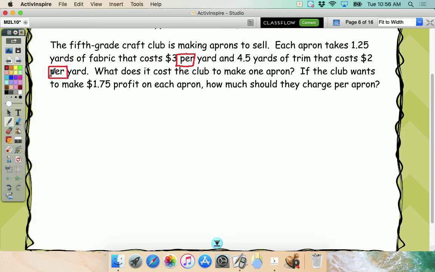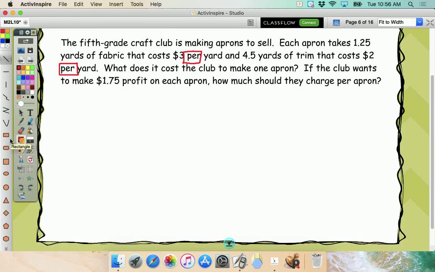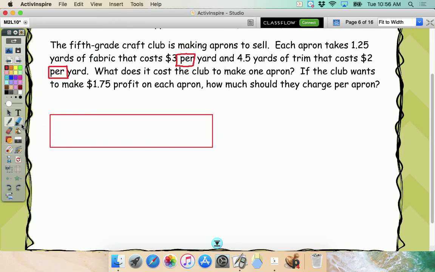All right, very good. So I'm going to make a tape diagram, and so are you. Mine's going to be better than yours because I'm on my board. And I have a rectangle tool. It's my lucky day. Okay, so what is the first part of this question asking? What does it cost to make one apron, okay? So, real quick here, let's get the question mark up above.